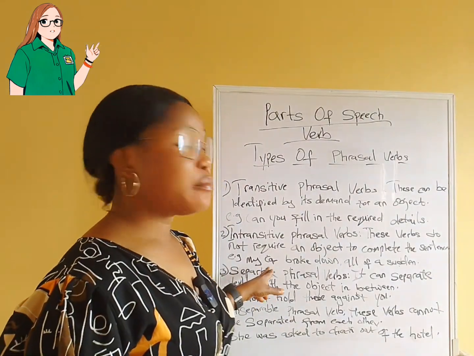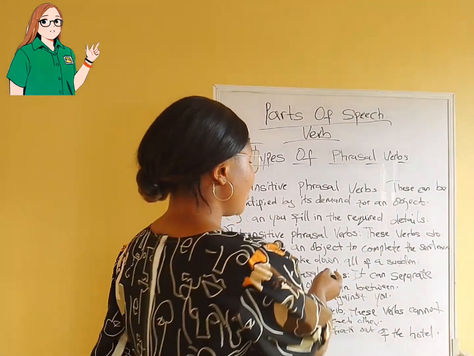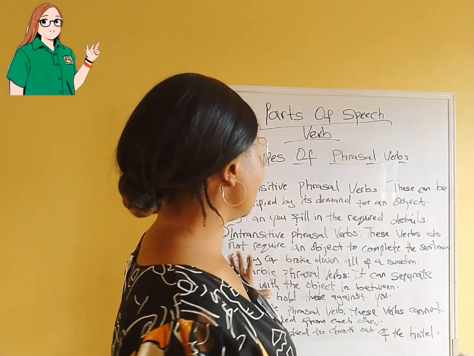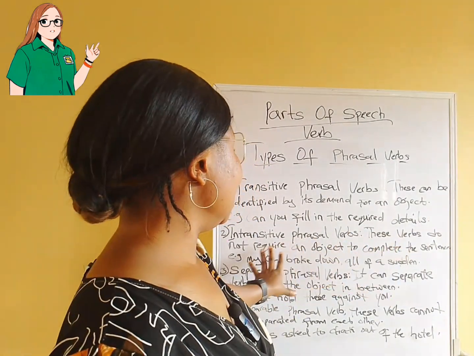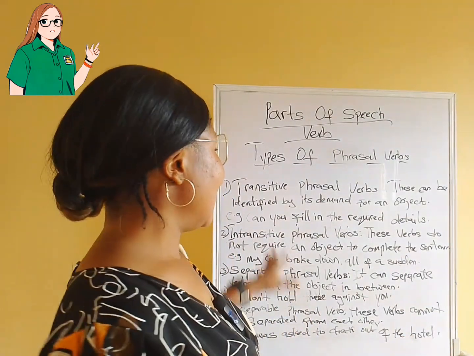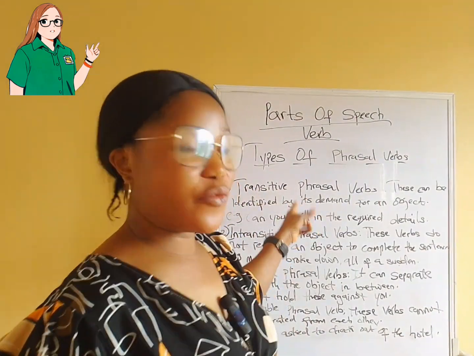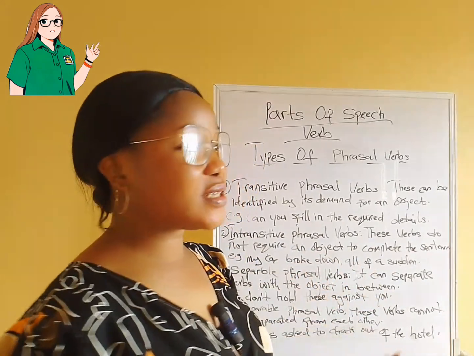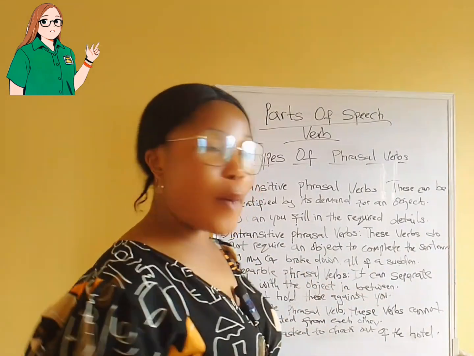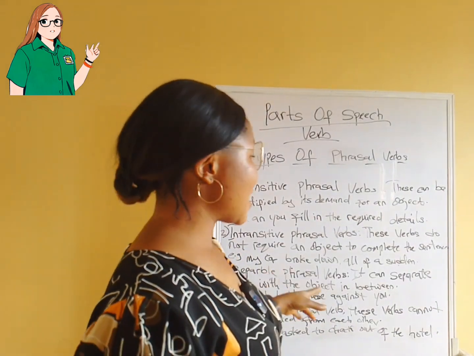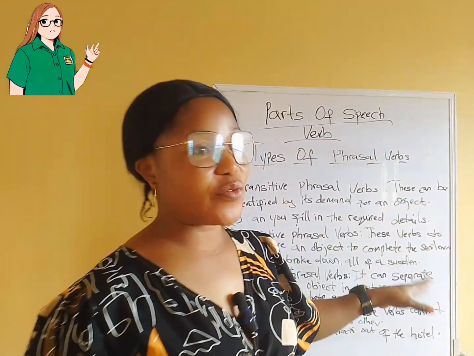An example is, my car broke down all of a sudden. Broke down here did not demand any object. It doesn't demand any object to complete it in a sentence, like the transitive verb. So intransitive verbs are those verbs that do not require any object to complete them in a sentence. So this is the example, my car broke down all of a sudden.